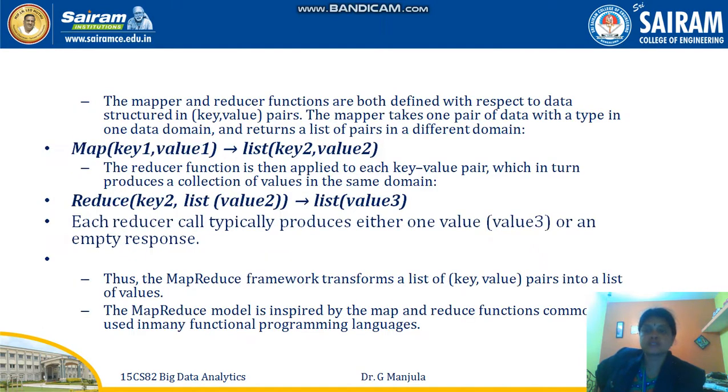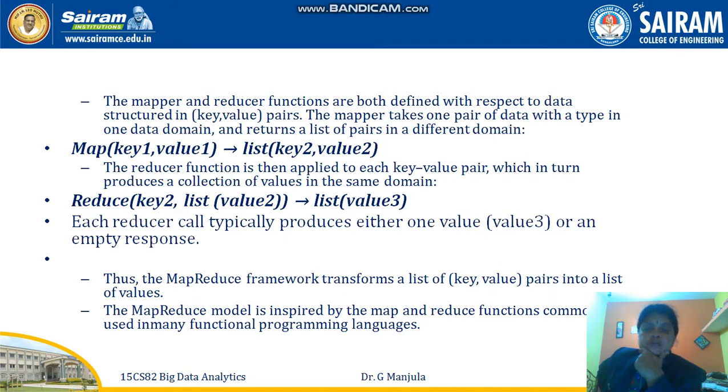Hope you understood this. The mapper and reducer functions are both defined with respect to the data structure, that is a key and value. The mapper takes one pair of data with a type in one data domain and returns a list of pairs in a different domain. That is, map takes key 1 and value 1 and returns a list of key 2 and value 2. The reducer takes key 2 and the list of values. Each reducer call typically produces either one value or an empty response.